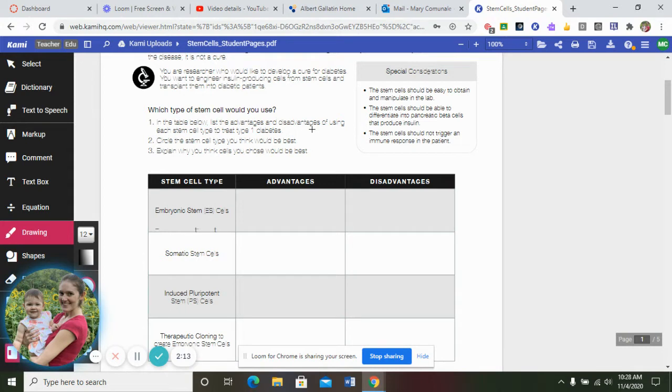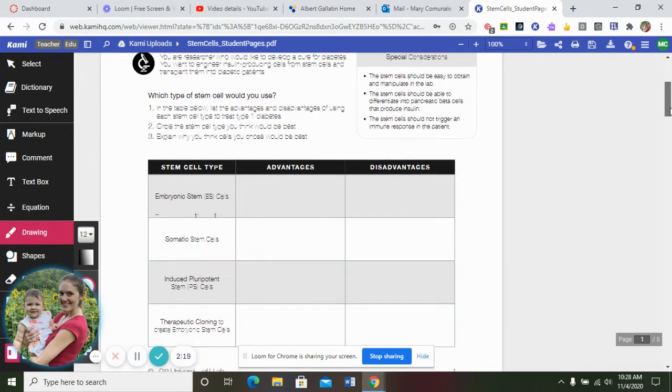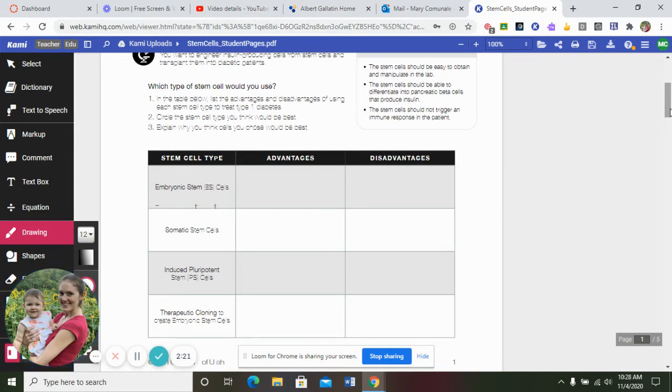In the table below, list advantages and disadvantages of using each stem cell to treat type 1 diabetes. Circle the stem cell type you think would be best. Instead of circling it at the end of your table, you can just tell me which one you think would be best since you're typing this out. And then explain why you think the cells you chose would be best.